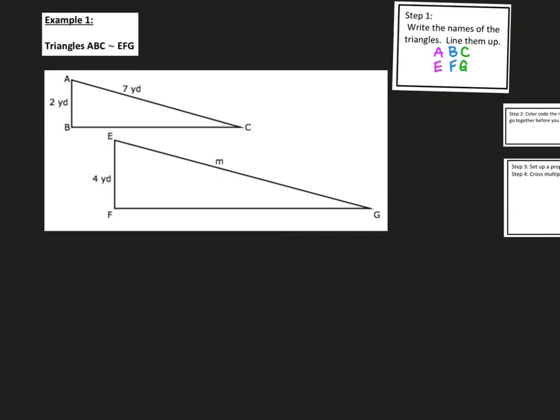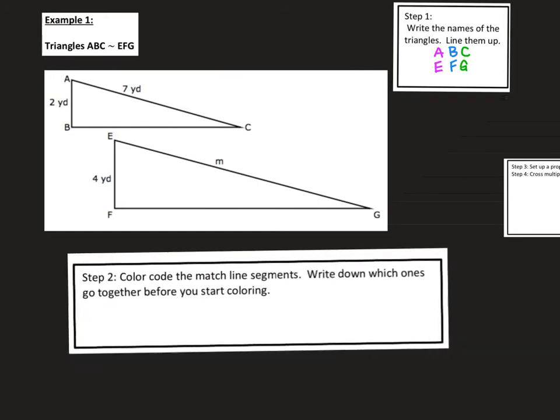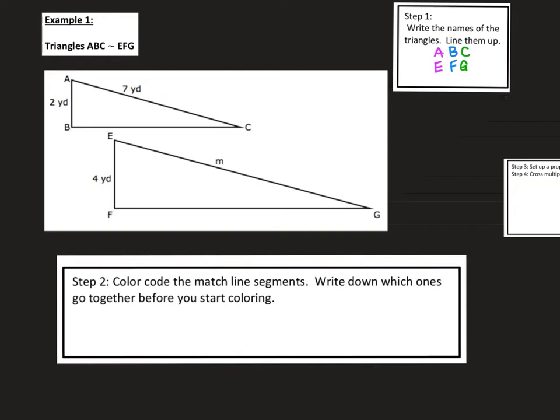Leave that up at the top so we can still see it. All right, pull out my step number 2. This says color code the matching line segments, and I could write down the ones that should go together, but when you look over here at the letters, it's pretty easy to see what goes with each other. These two triangles are set up in the same exact direction, so just looking at these will be really easy for me to tell.